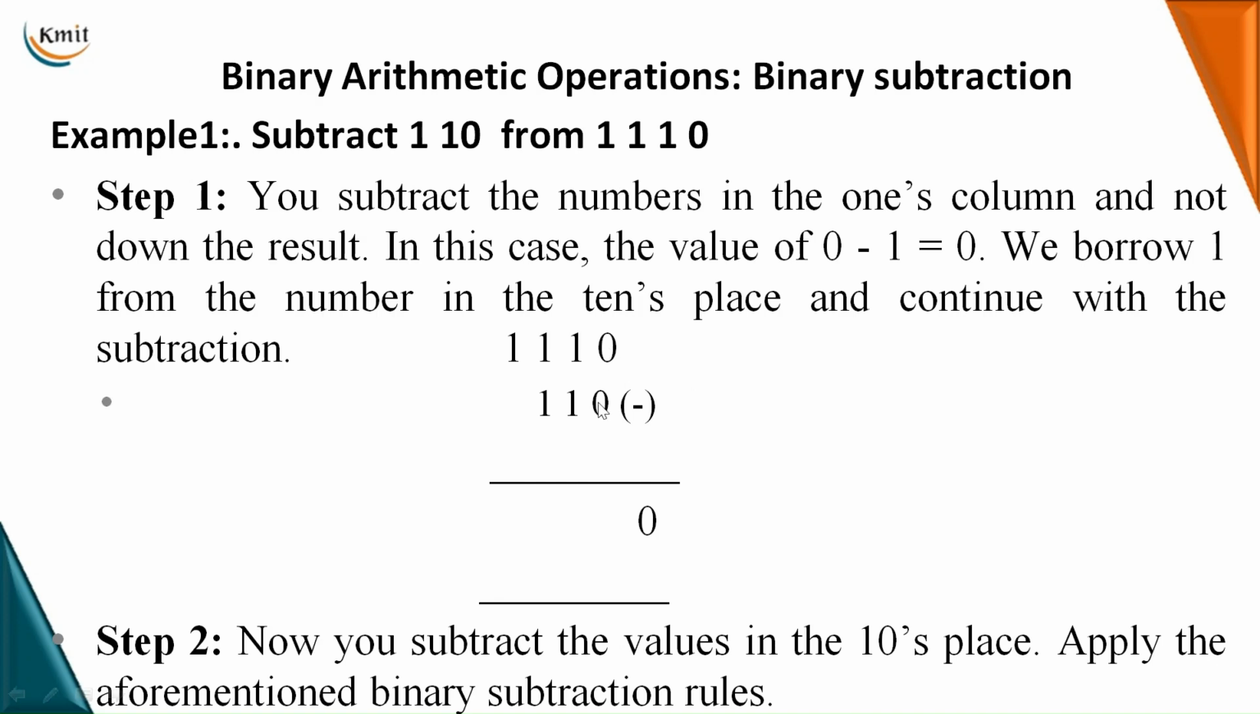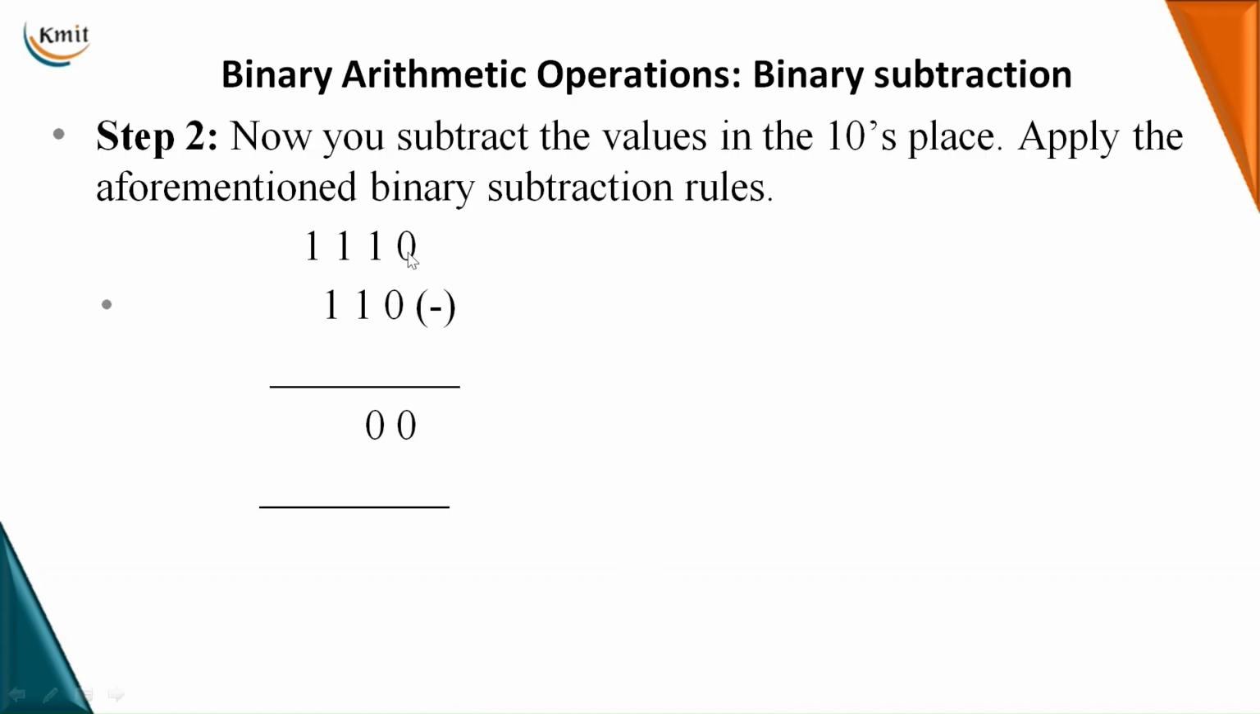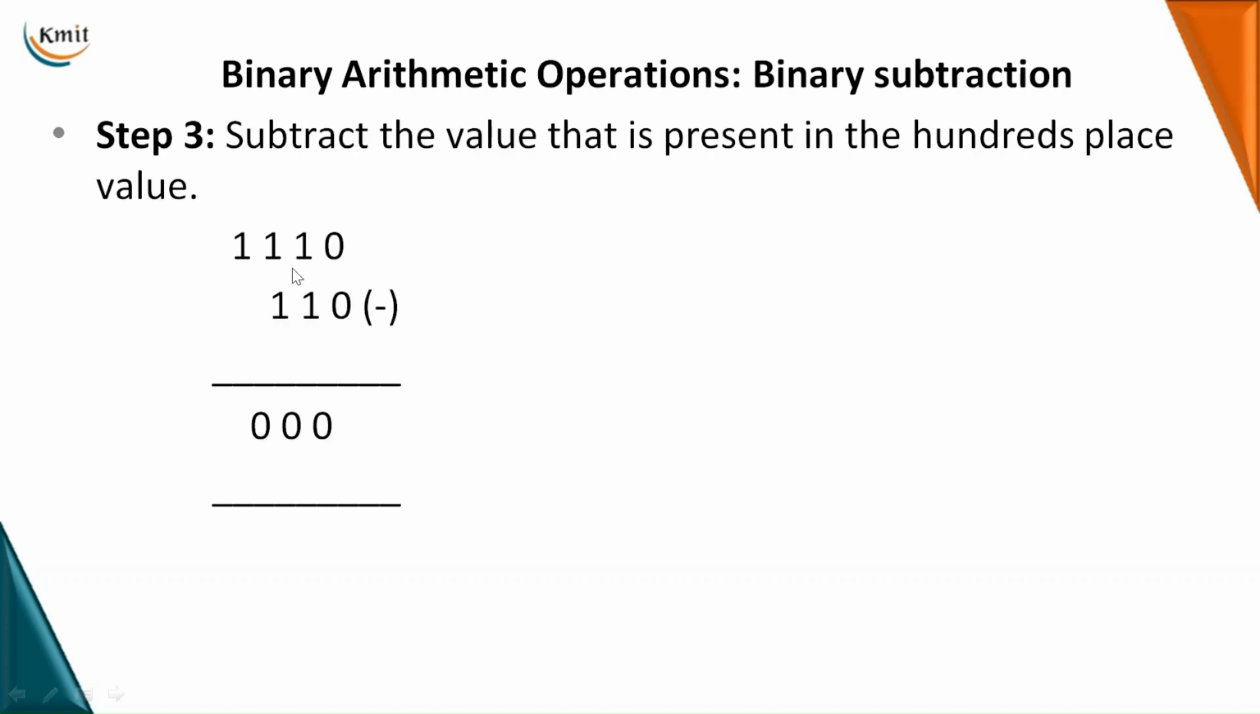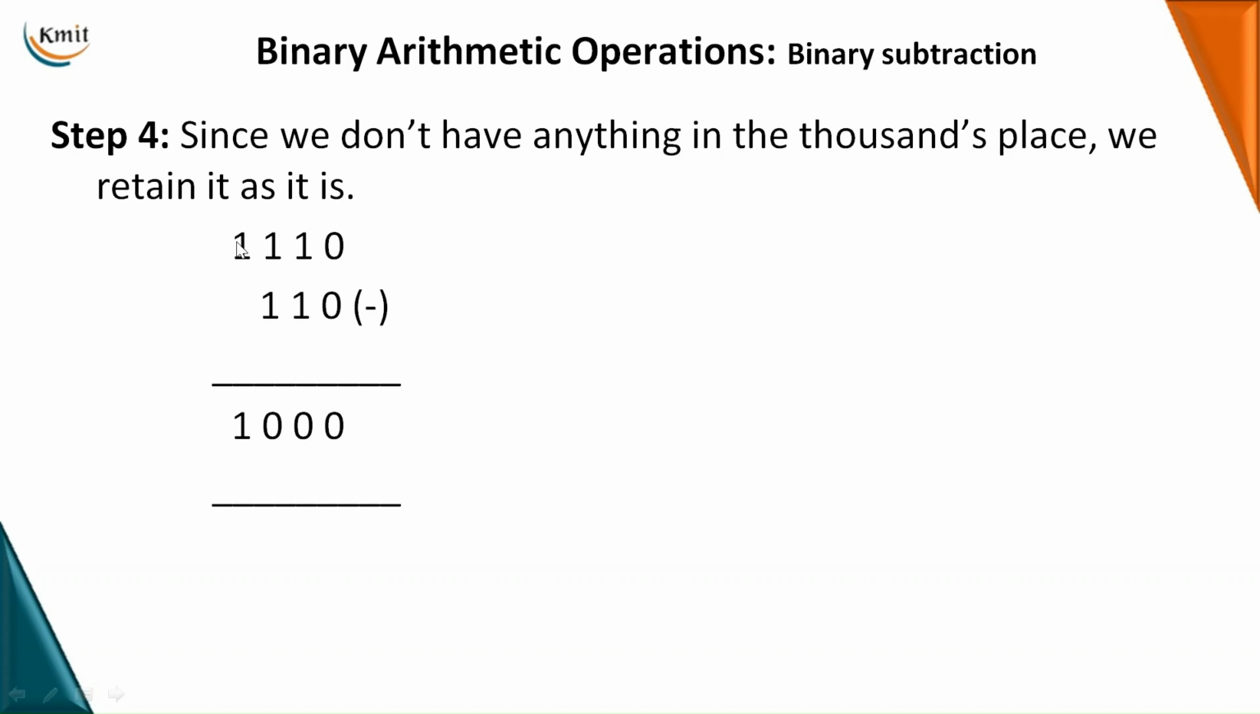So we'll start here. 0 minus 0 is 0. Next, move on to tens place. So 1 minus 1 is 0. Next, we move on to hundreds place. So 1 minus 1 is 0. Next, 1, the same 1. Since you don't have anything here, you have to consider 0. So 1. So the result is 1000.